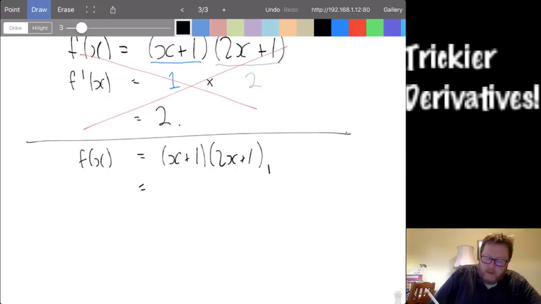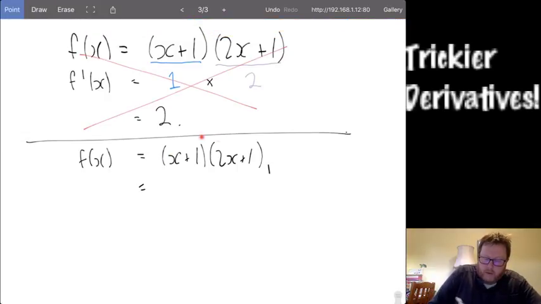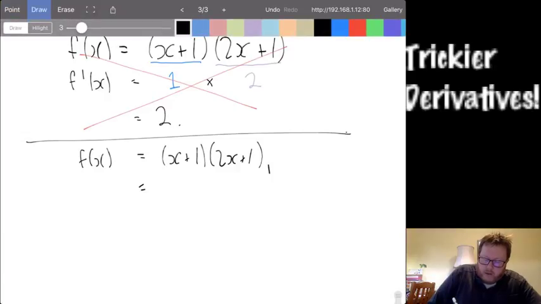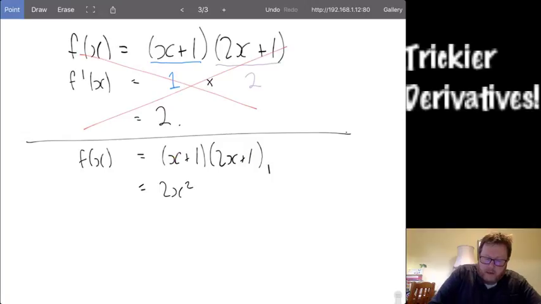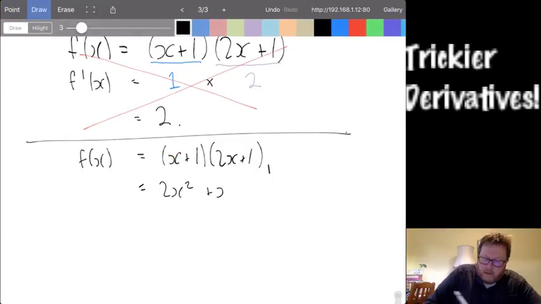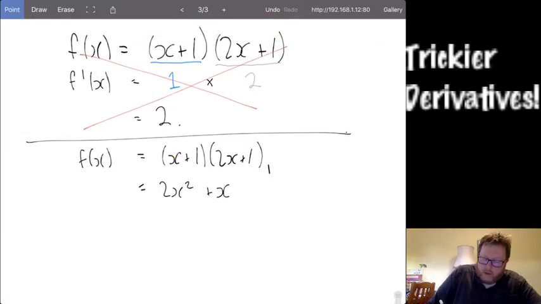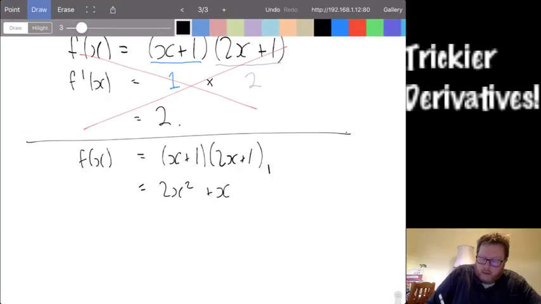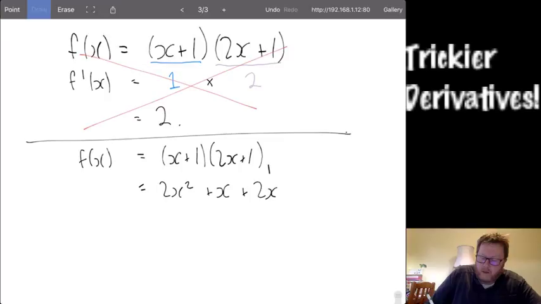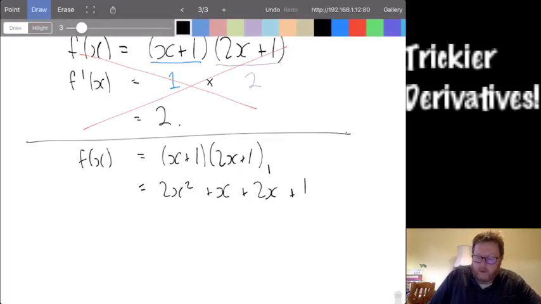Let's see what happens. So I've got x times 2x is 2x squared. Then I've got x times 1 is x. Then I've got 1 times 2x is 2x. And then I've got 1 times 1, which is 1. Okay, coolio. So collecting the like terms in the middle there, I've got 2x squared plus 3x plus 1.